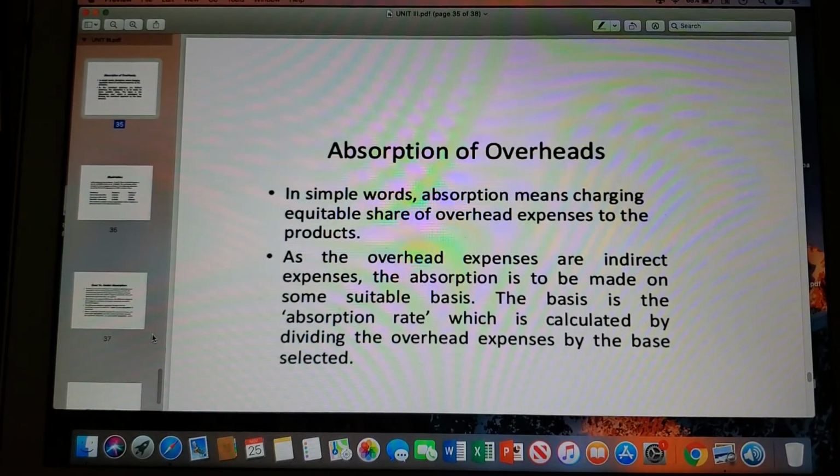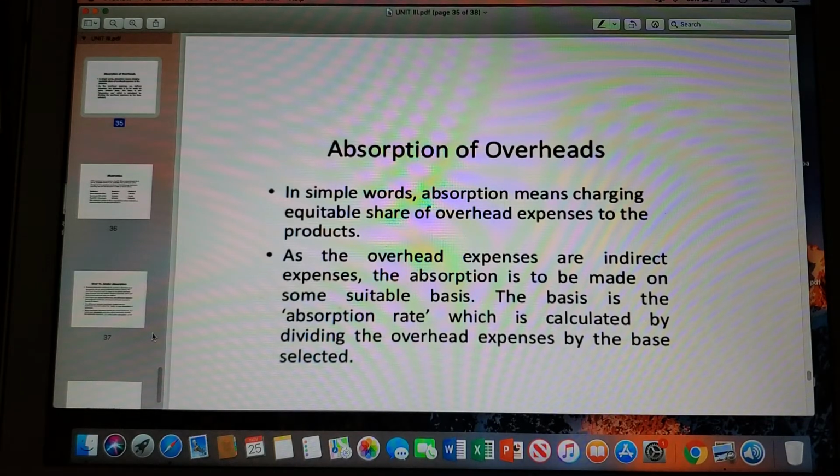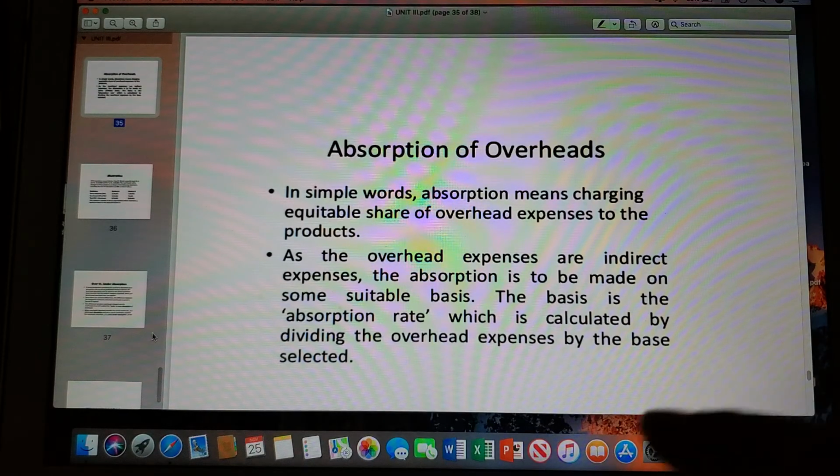Absorption of overheads. In simple words, absorption means charging an equitable share of overhead expenses to the products. As the overhead expenses are indirect expenses, the absorption is to be made on some suitable basis. The basis is the absorption rate, which is calculated by dividing the overhead expenses by the base selected.